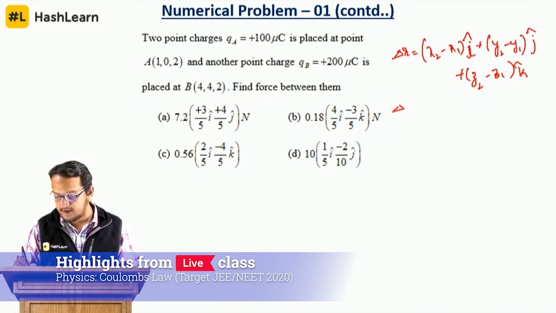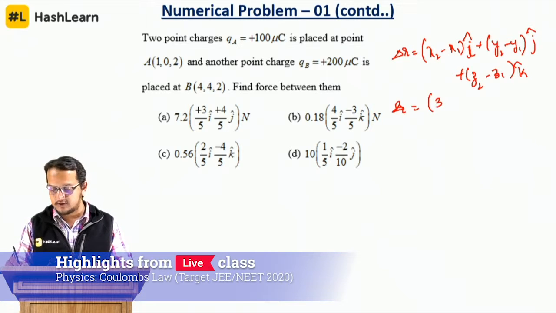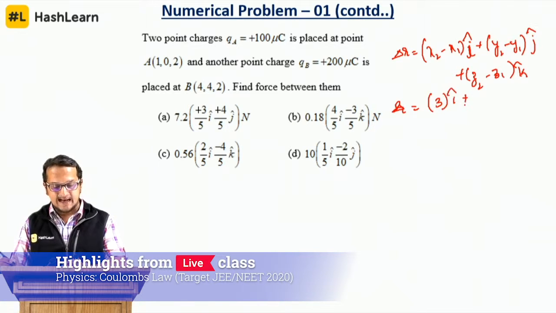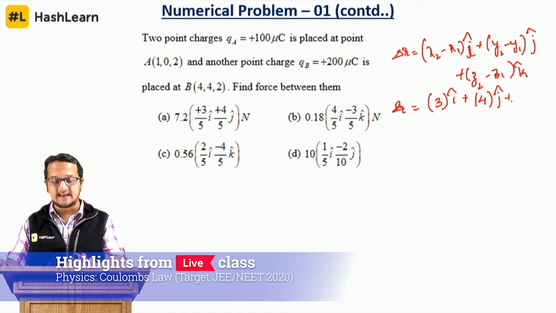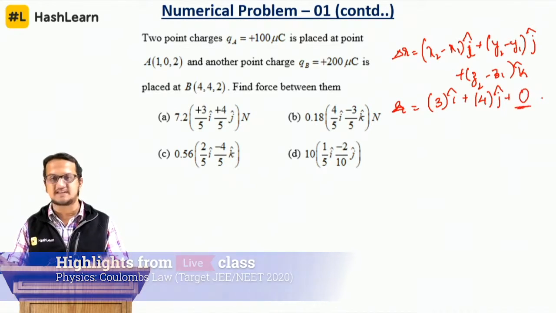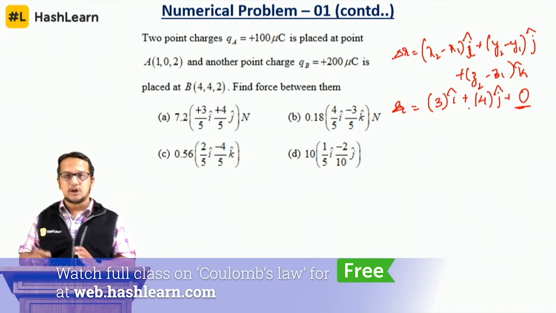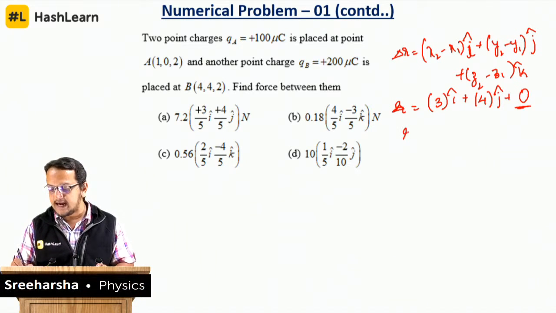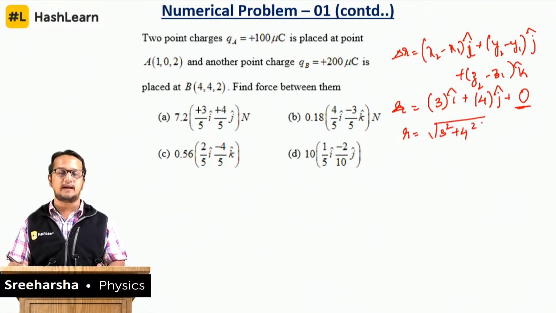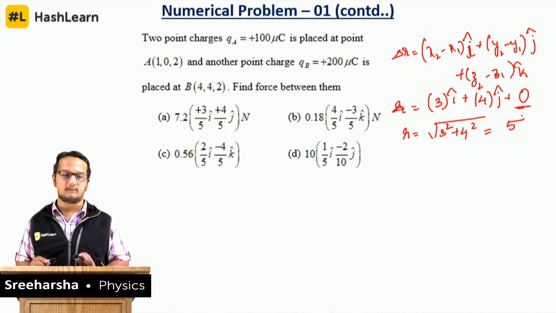So substituting this, you will have r equals x2 minus x1, which is 4 minus 1, equal to 3 times i cap, and the second one is 4 minus 0, which is equal to 4 times j cap, and for k cap, 2 minus 3 will become 0. So k cap is gone, so the distance is 3i plus 4j. If you have to find the magnitude of the distance, r is equal to root of 3 square plus 4 square. This is a Pythagorean triplet which will give rise to 5.